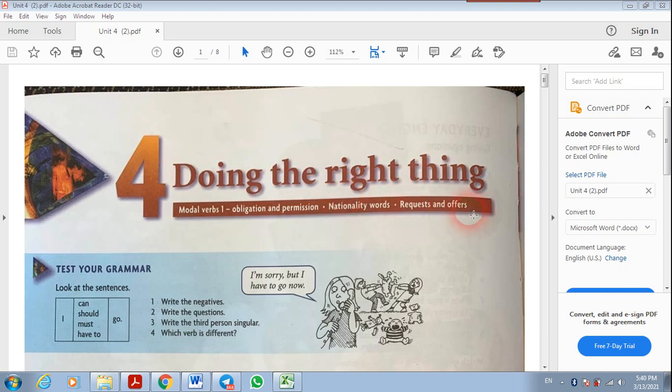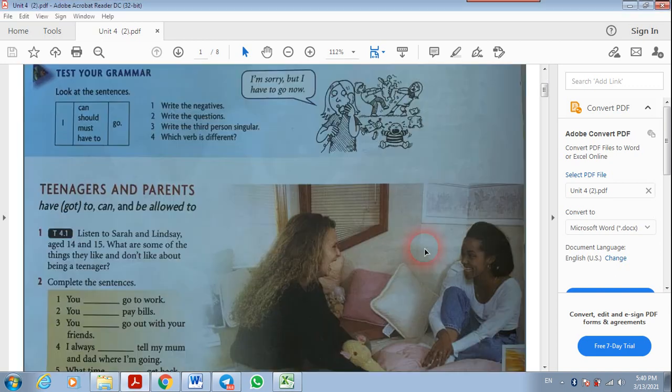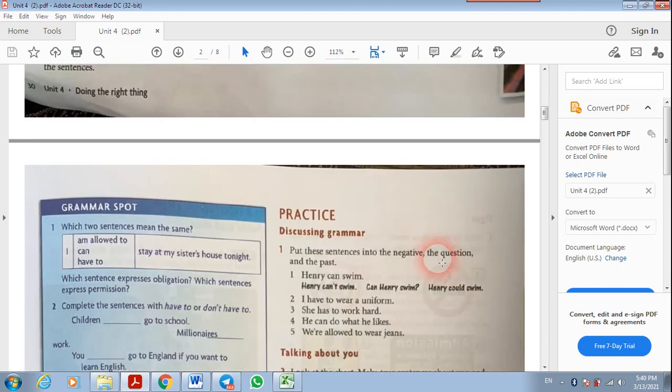Requests and offers, also through modal verbs. We use modal verbs to make requests and offers. So such things will feature in the passage.